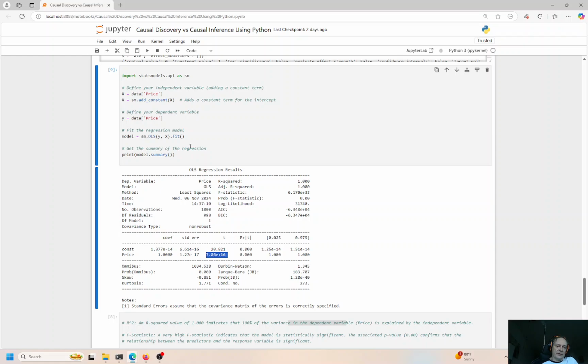I'm sorry, the independent is price. Sorry, got that mixed up a little bit. Okay, and no, I'm sorry, take it back. This is a dependent right here. Dependent is price. The independent is the constant, right? So do the price. Wait, 1 second.